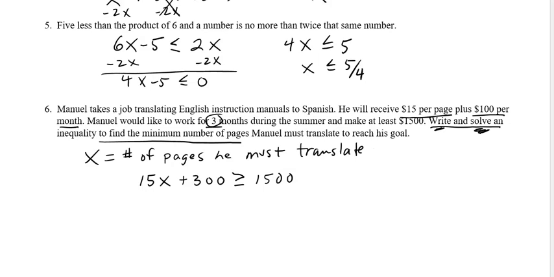Now I'm going to solve the inequality. So 15x is greater than or equal to 1,200. Just subtract 300 from both sides, and then divide by 15. And 1,200 divided by 15 is 80. So the inequality answer is x, which represents the number of pages, is greater than or equal to 80.